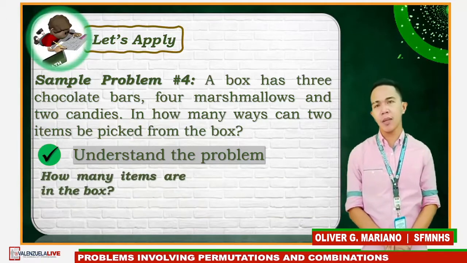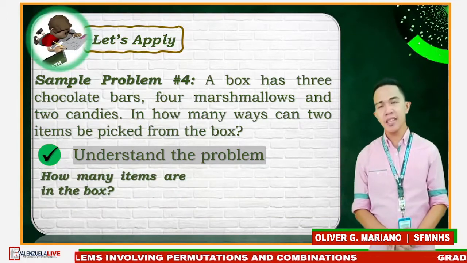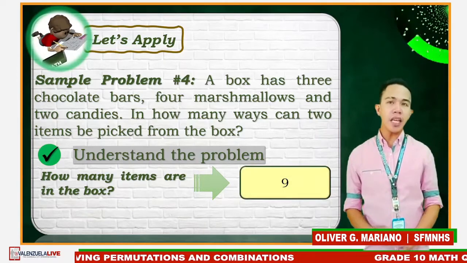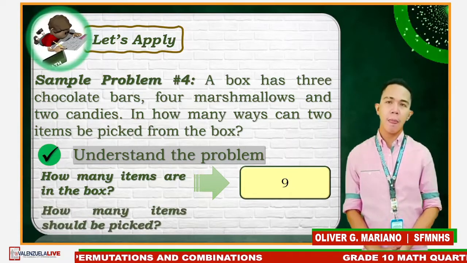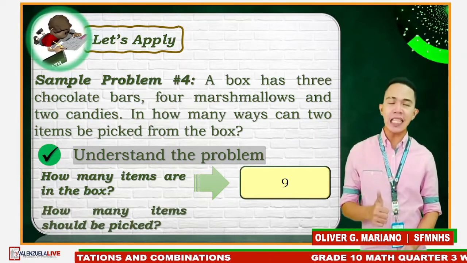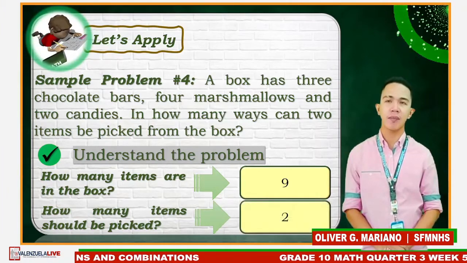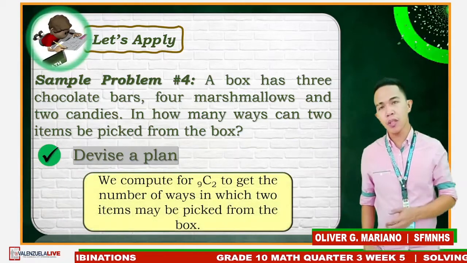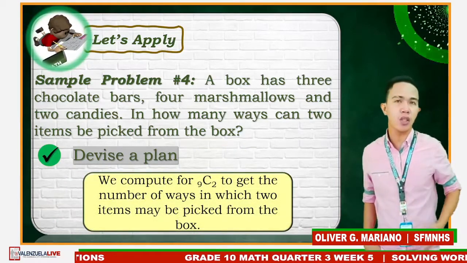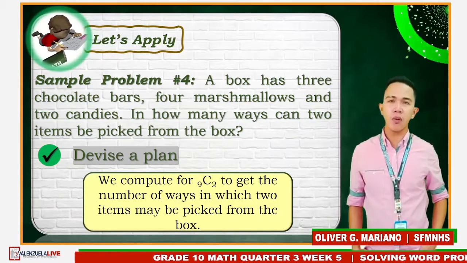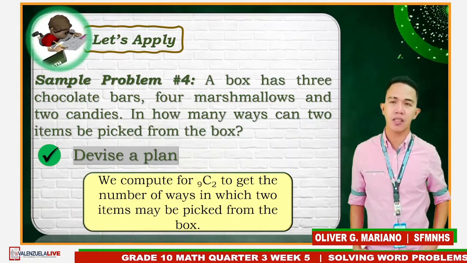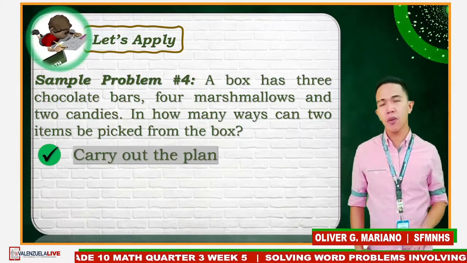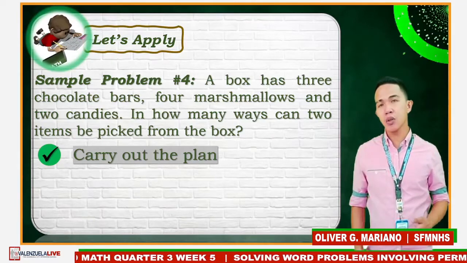How many items are in the box? Yes, we are given a total of 9 items in the box. How many items should be picked? All right, we need to pick 2 items. Then we devise a plan. That is, we compute for the combination of 9 taken 2 at a time to get the number of ways in which 2 items may be picked from the box. Now, we carry out the plan by solving for the combination of 9 taken 2 at a time.